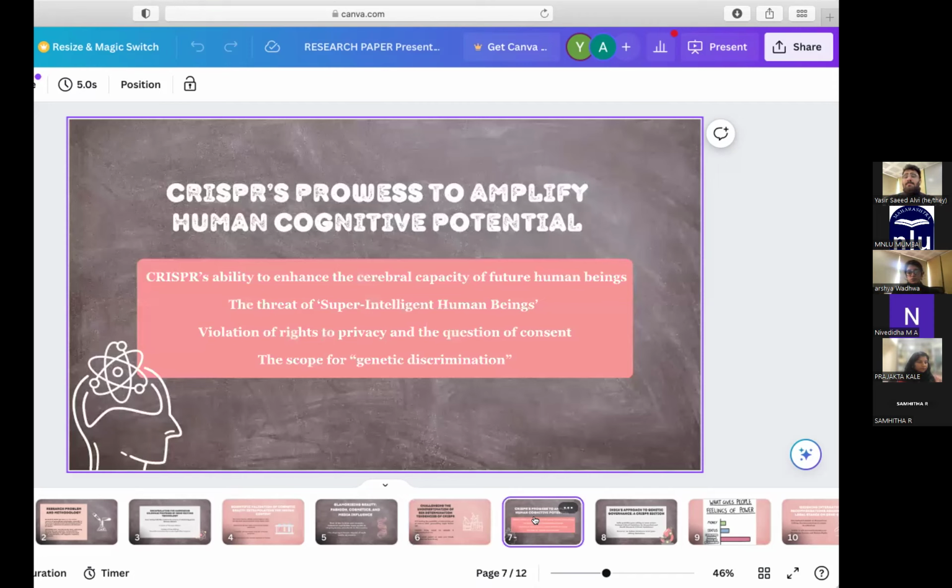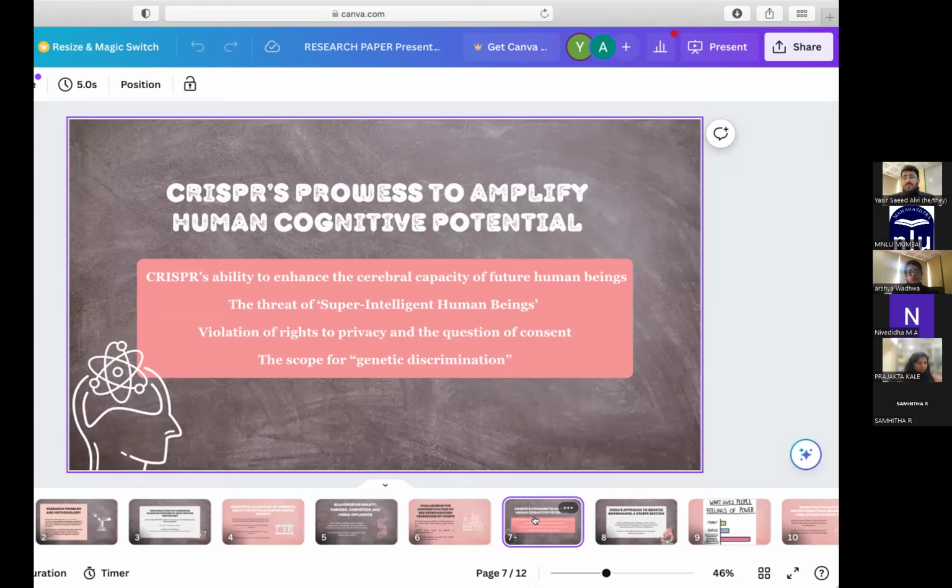Further, CRISPR's prowess to amplify human cognitive potential. Now, we've understood what gene editing is capable of. One such understanding is that CRISPR has a clear capability to increase the cognitive capacity of future human beings by leaps and bounds. In favor of the technology, people find motivation in creating what we've come to call super intelligent humans, that are extremely high functioning individuals.